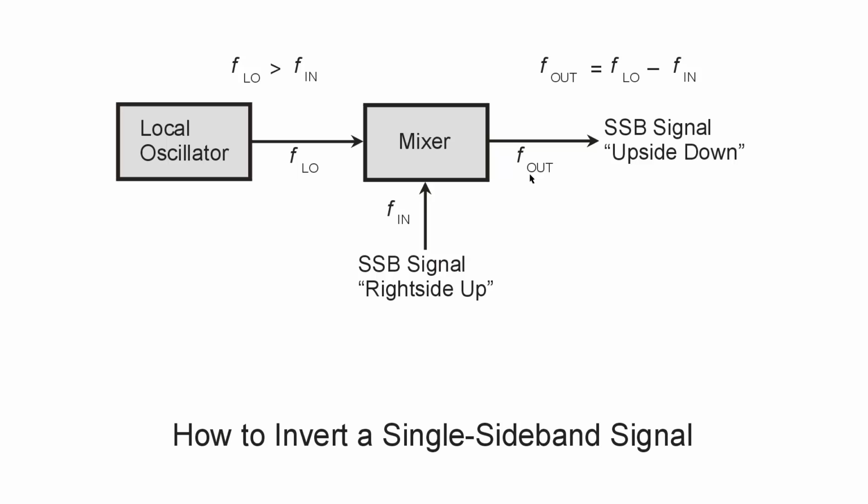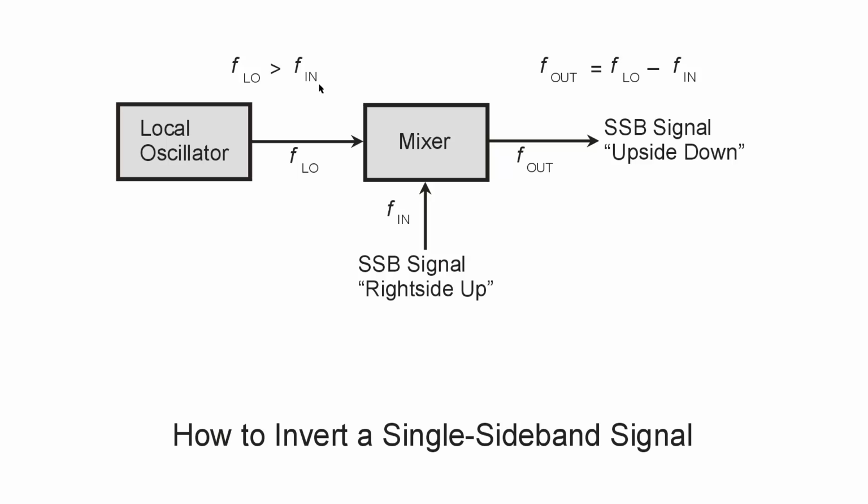Now when we do that, we end up subtracting the input signal suppressed carrier frequency from the local oscillator frequency. And that tends to reverse the sense of the sideband. Again, if we have an upper sideband signal at 3 megahertz, suppose that we change that to 3 megahertz plus 1 kilohertz. Then the difference here will become 2 megahertz minus 1 kilohertz, because we have reduced the difference between the local oscillator and the input signal frequencies by 1 kilohertz.